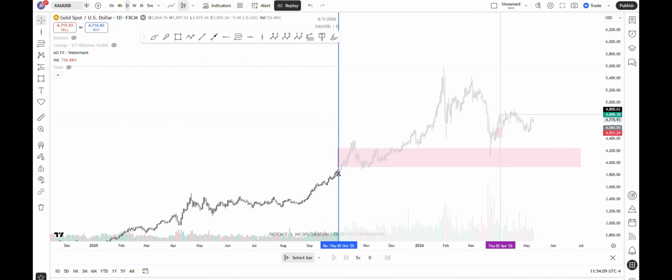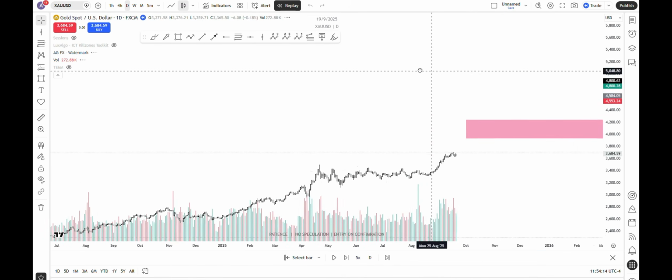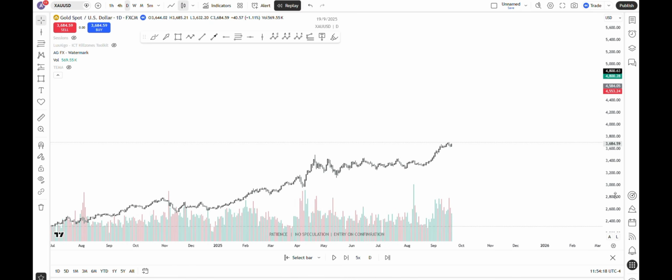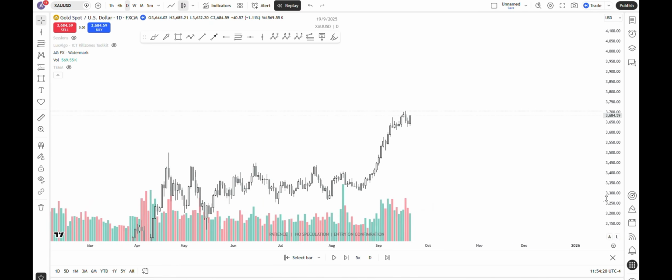Let's see this movement to the upside over here. I think you can see some good examples of displacement. So I'll be removing this, and you can ignore this one now. So let's just come over here.